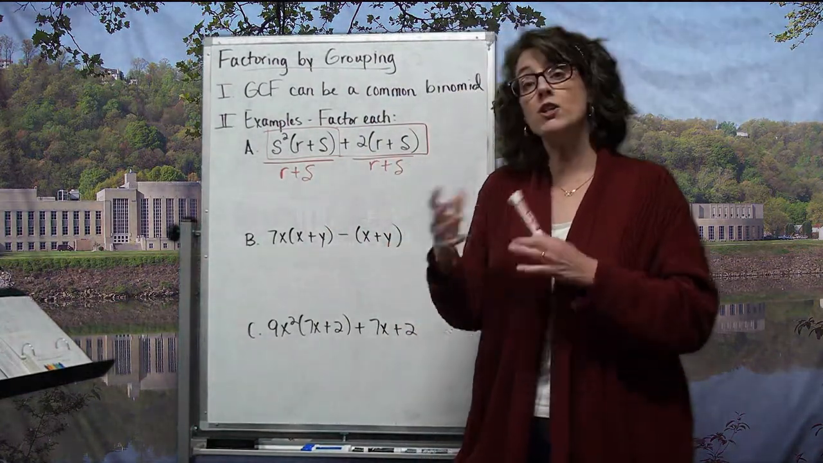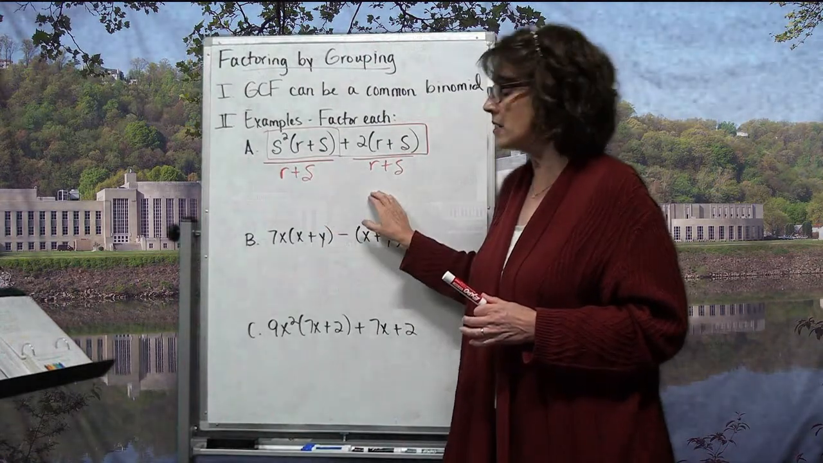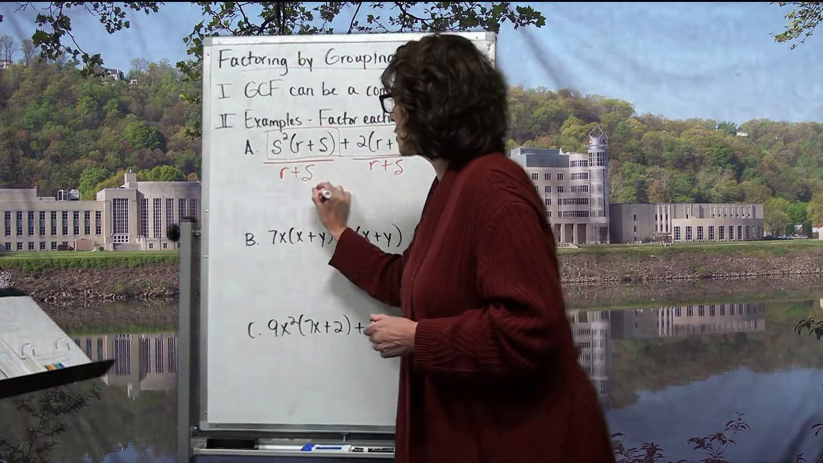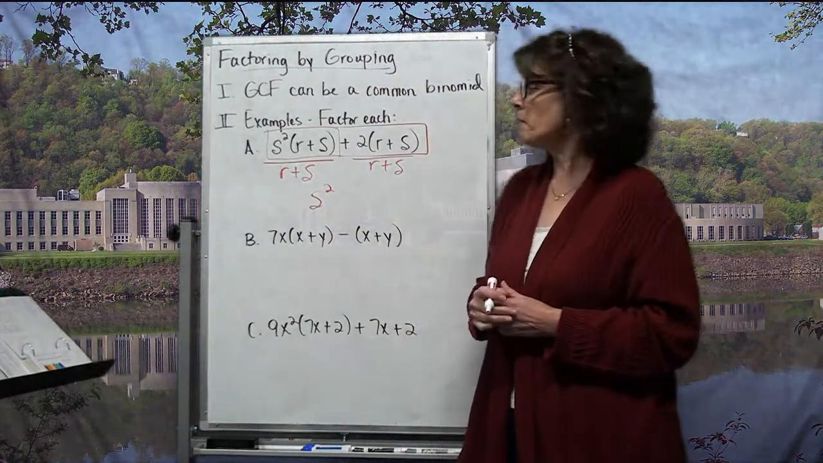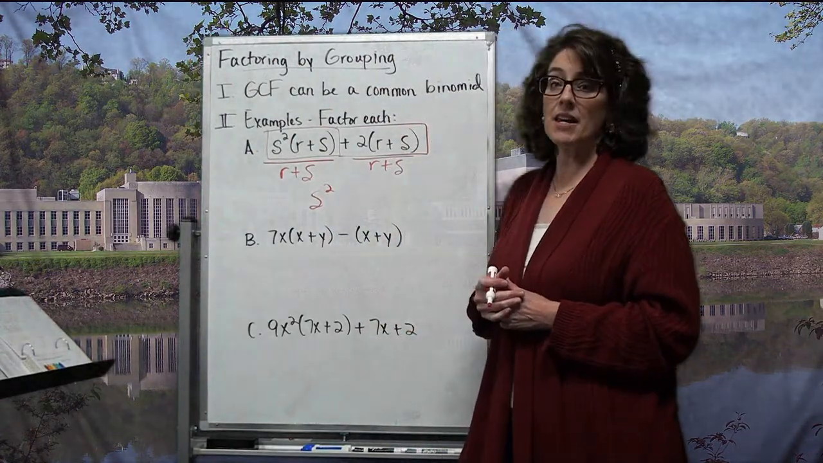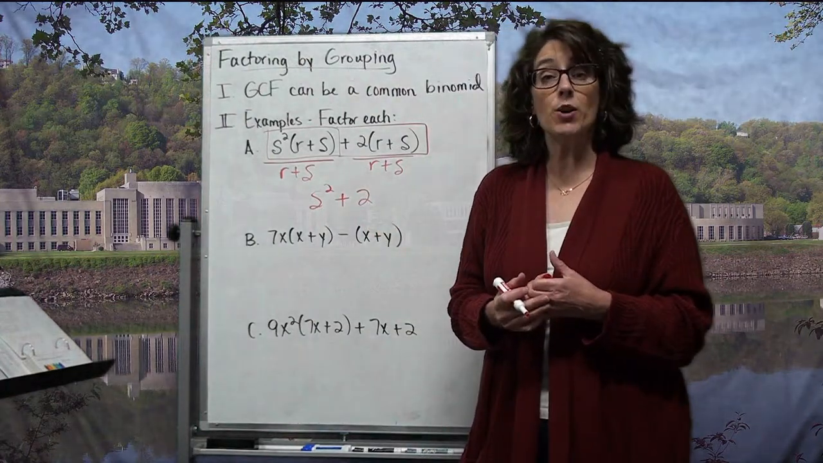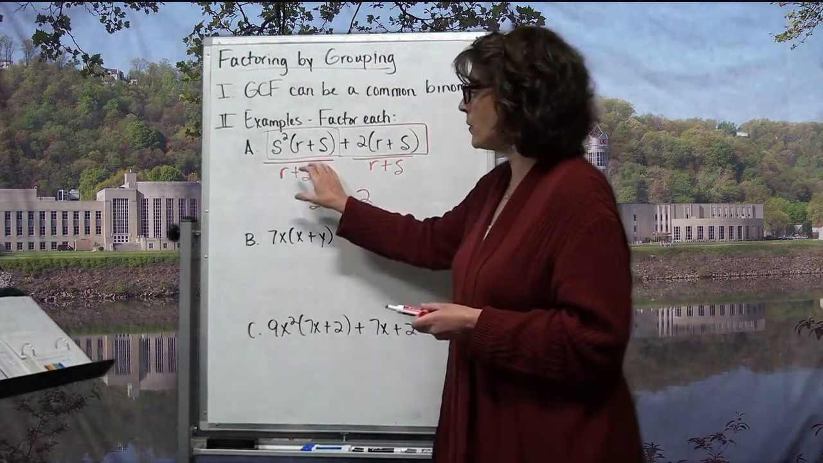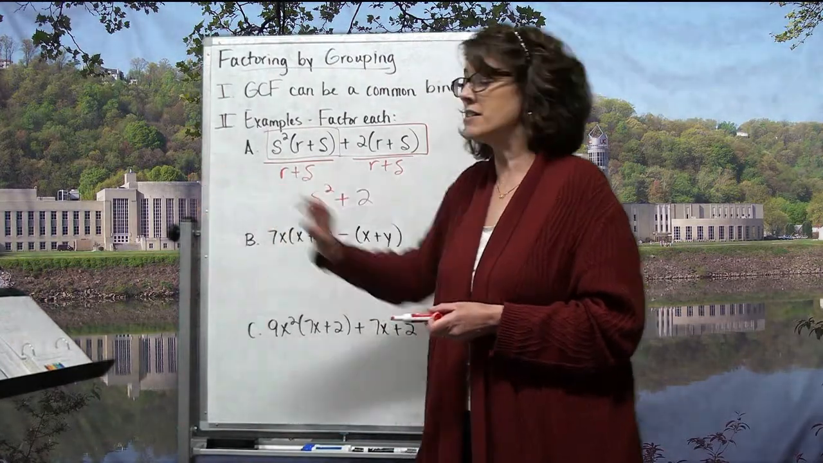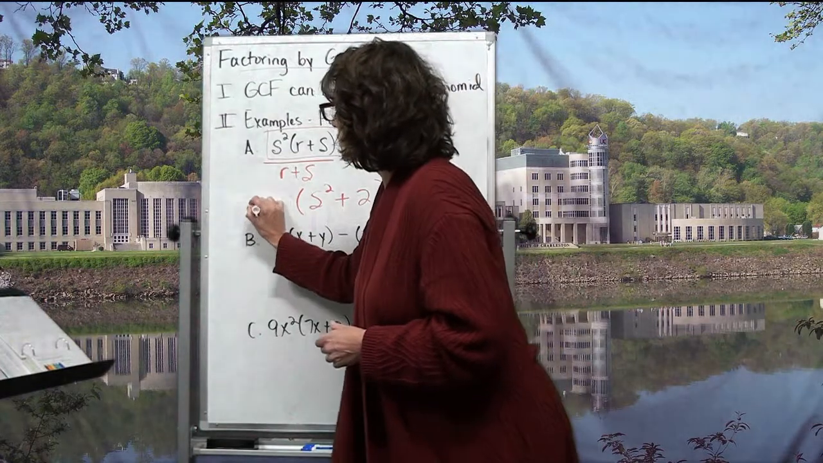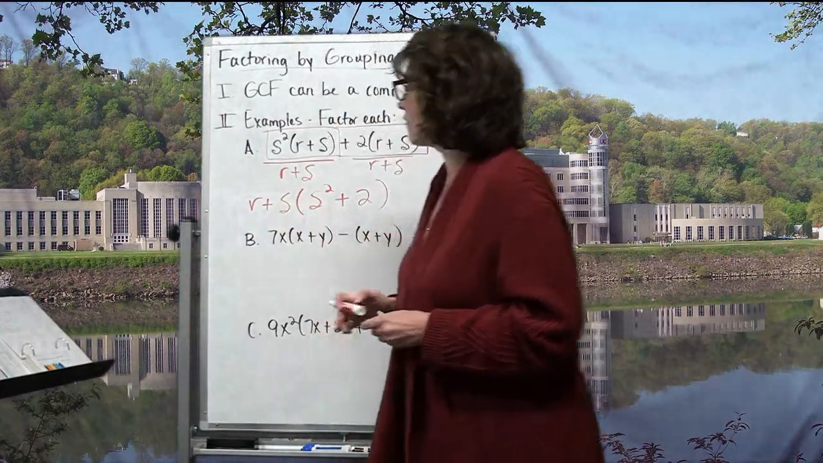Now recall, I'll do that division and I'll write down what's left. When I divide that r plus s out of here, I'm left with just an s squared. When I divide the r plus s out of here, I'm left with just a 2. And then recall what we did with common monomial factoring: whatever we divided out, we let it sit out front because we don't want to change the value, we only want to change the looks. So that r plus s is going to sit out front.